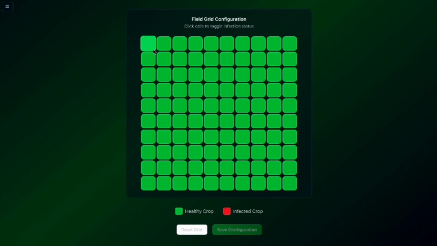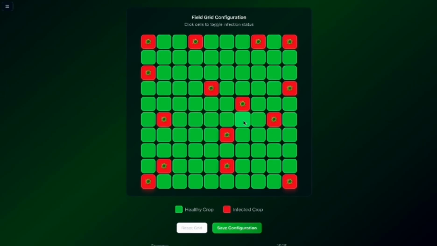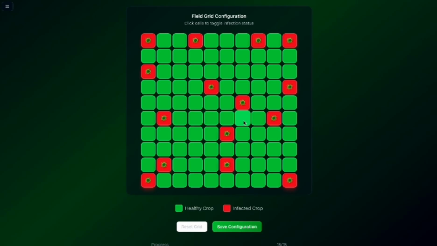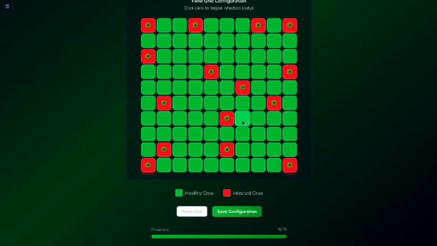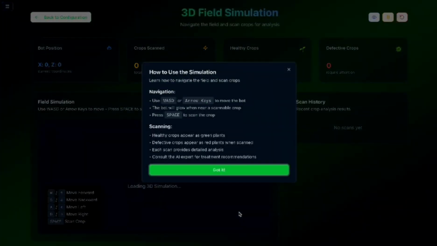Let us try to simulate how it is going to be. 1, 2, 3, 4, 5, 6, 7, 8, 9, 10, 11, 12, 13, 14 and 15. These are the 15 slots I picked. The green marked ones are healthy crops and the red marked ones are the diseased or infected crops. As we can see in the progress, we have picked 15 out of 15 slots. Now we'll save this configuration and start simulating it in 3D.